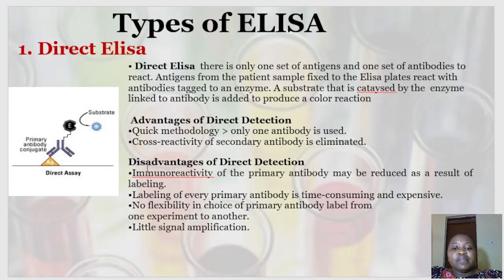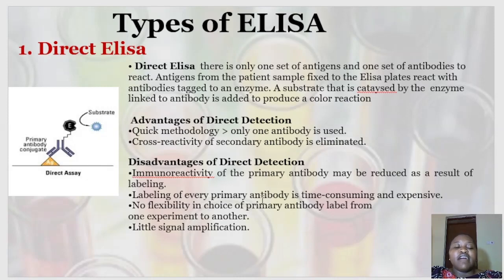But this step, as much as we're able to prevent cross-reactivity, the immunoreactivity of this primary antibody is a bit hindered because it is labeled. You will realize that when you have a primary antibody that is not labeled, it will maximally be able to bind onto the antigen. So in this case, immunoreactivity is low. That tells you that the signal amplification is also low, and therefore may not be able to detect very minute or very little amounts of your antigen if you're testing a blood or a serum sample. Then labeling of every primary antibody every time you want to do an assay in the lab will become time consuming and expensive.